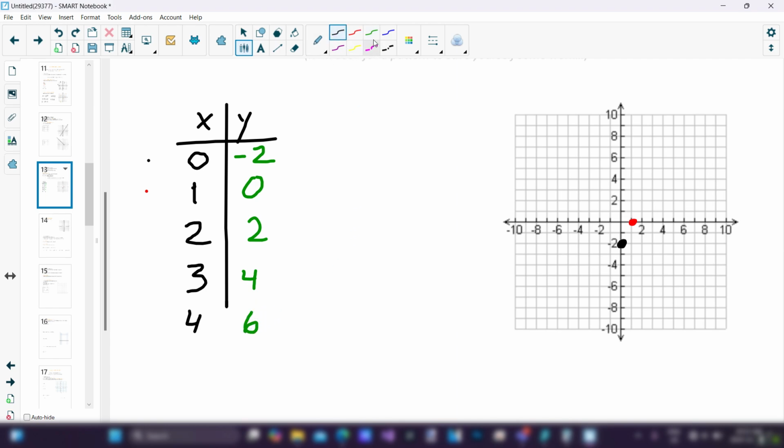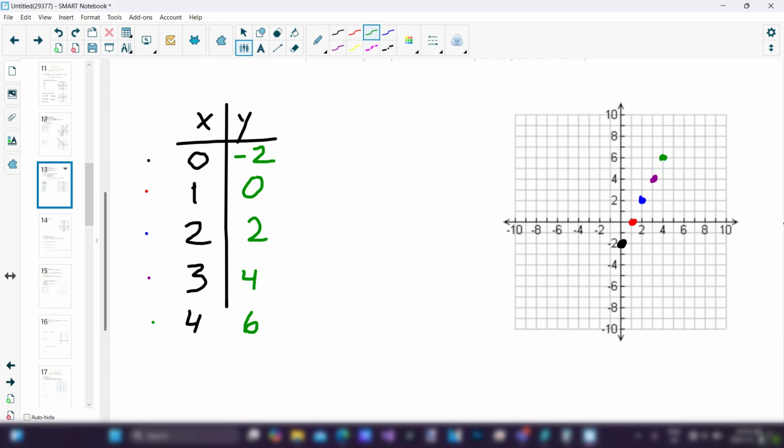So now I've given myself a few more points to plot. 2, 2 goes right there. 3, 4, 3 on the x up 4 goes right there. And what color didn't we use? Green, I guess. 4, 6, 4 on the x up 6 goes right there.